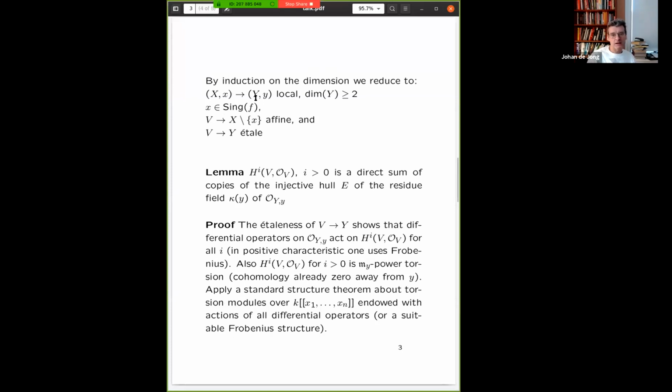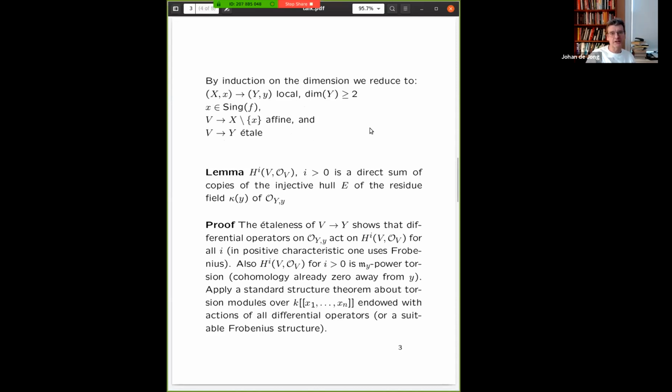You have a morphism of local schemes. So little x is the closed point of X and little y is the closed point of Y. And the dimension of Y is at least 2. Little x will be a point in the singular locus of the morphism. And then V, which is the complement of the singular locus, we already know that away from little x, we have the theorem already. So we already know this embedding is affine if you think of it as an embedding into the complement of little x. Okay, and then we know, because it's relative dimension 0, that V is étale over Y.